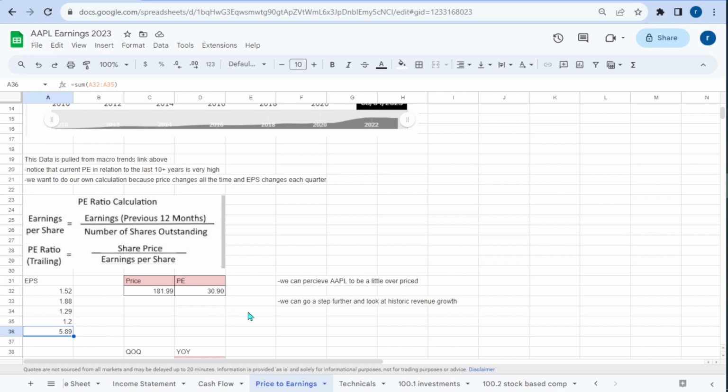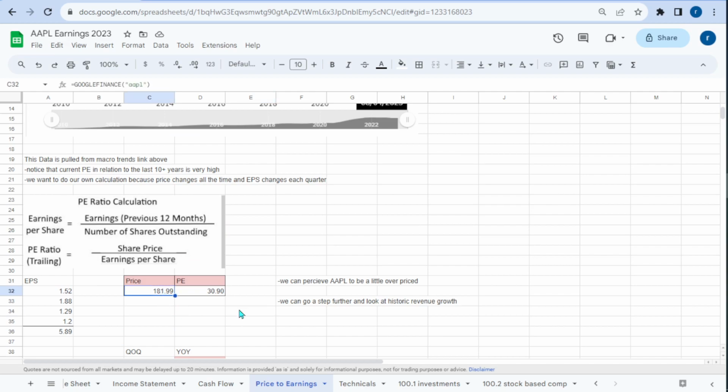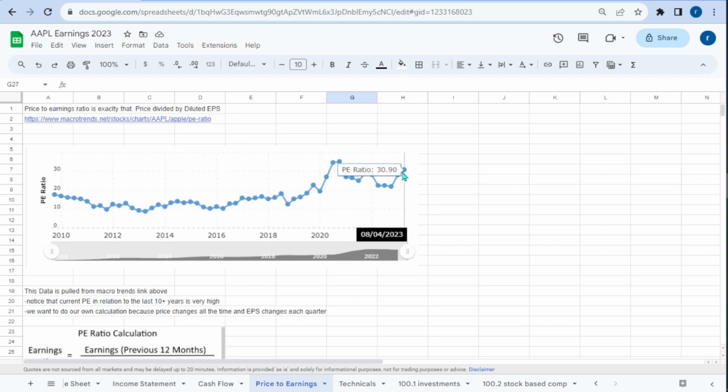that's $5.89. And then, what is the share price of Apple? Well, the price is $181.99. So $181.99 divided by $5.89 is 30.9. So what we have here is pretty much exactly right. Now that's not always the case, but I guess at this point in time it is.